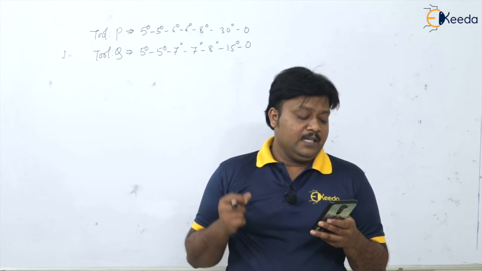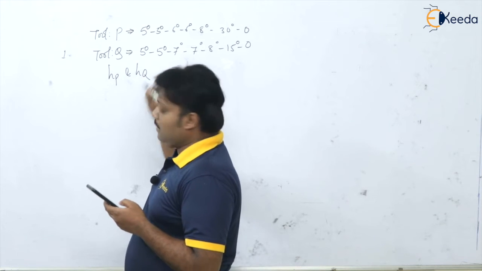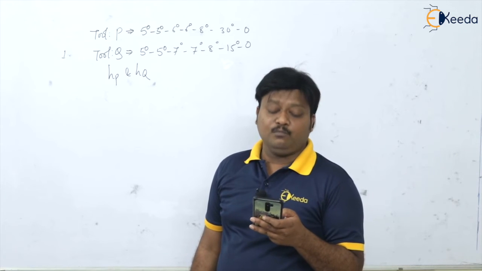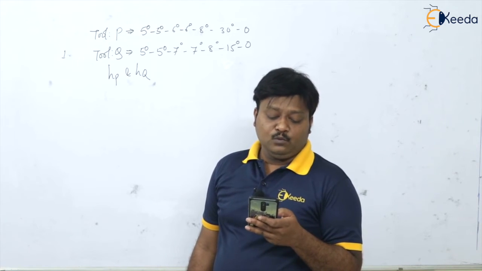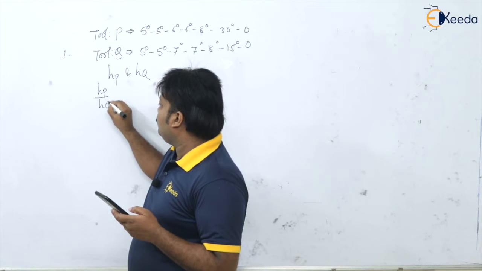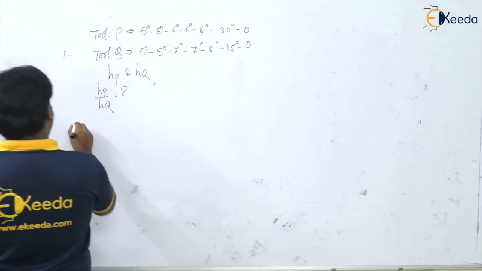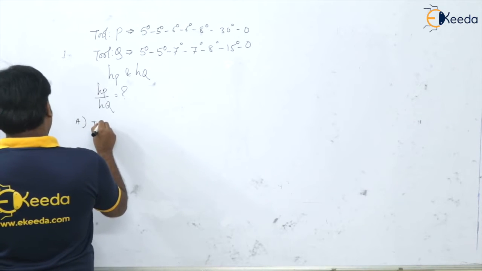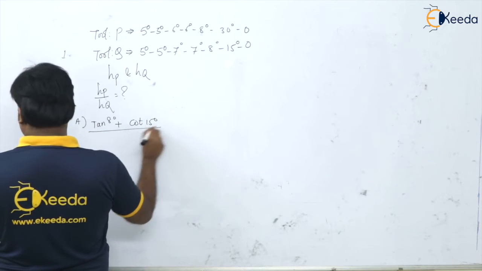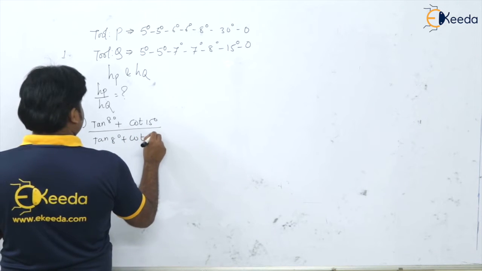They are used to turn the component under the same machining conditions. If HP and HQ denote the peak to valley heights of the surface produced by the tools P and Q, then this ratio HP to HQ is equal to how much? Okay, and the options are: option A, tan 8 plus cot 15 degree divided by tan 8 degree plus cot 30 degree.